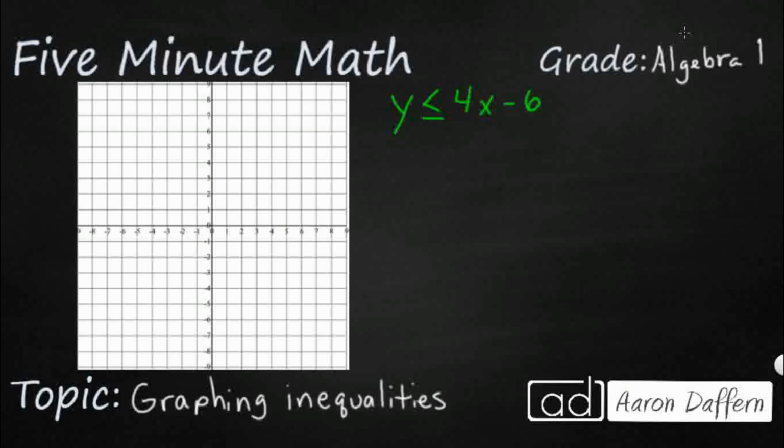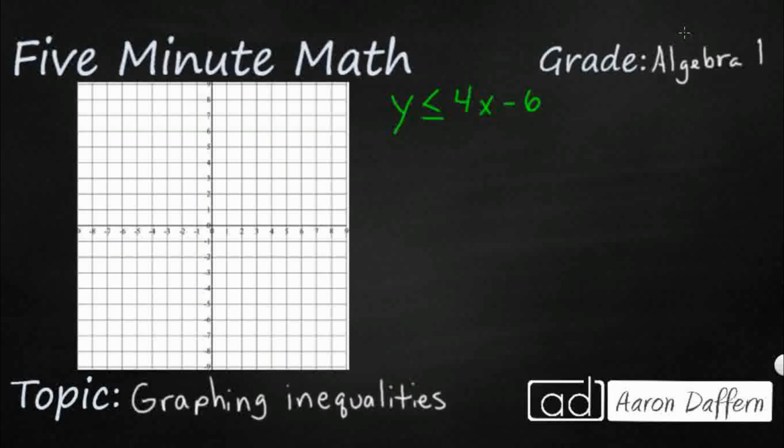Today we are looking at the Algebra 1 concept of inequalities, specifically how we can graph them, and we'll do it in 5 minutes or less. So we have a blank coordinate grid here. We have an inequality: y is less than or equal to 4x minus 6. How do we graph this?